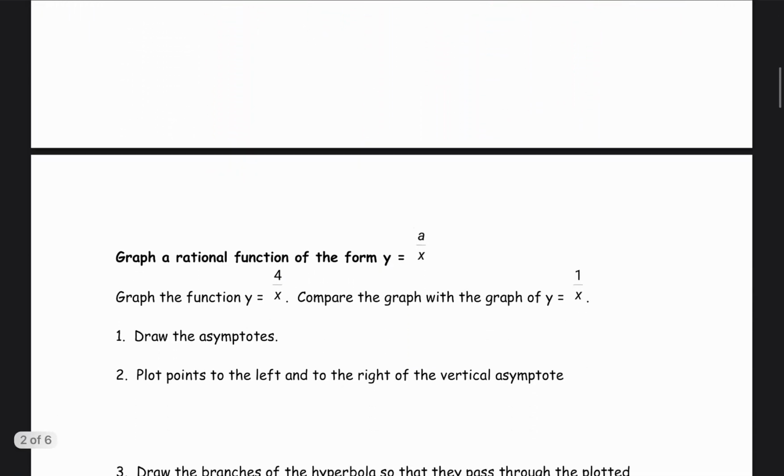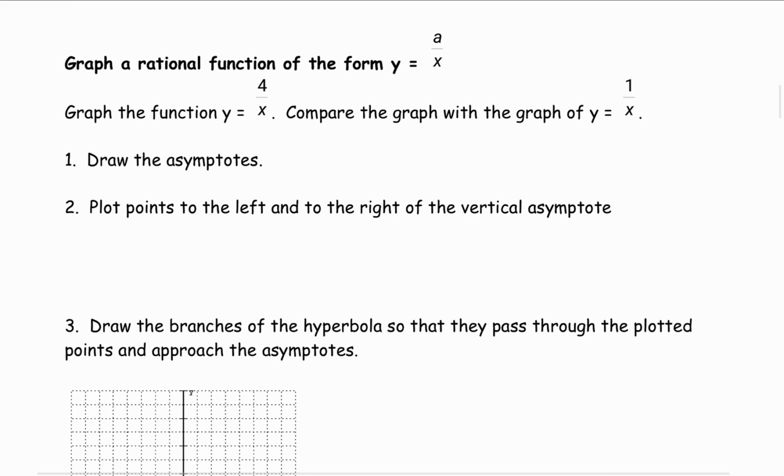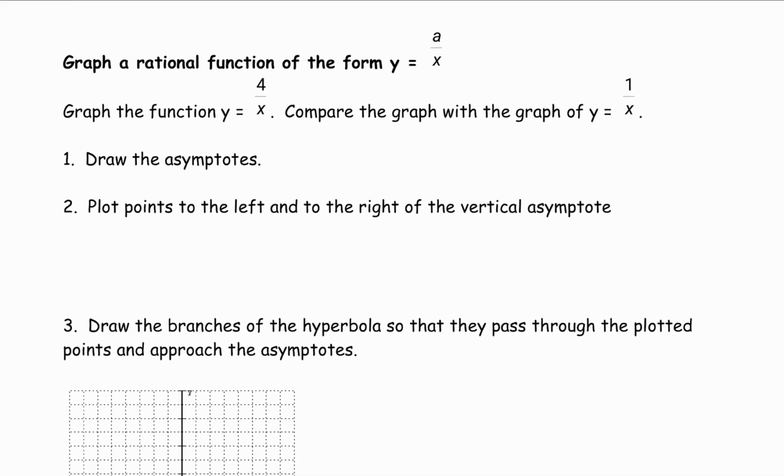Let's take this a little bit further, because obviously there's more things than just the parent function. So when we look at the rational function in the form a over x, that a is going to change what that graph is going to look like. So in this case, our asymptotes are still going to be the same. Our asymptotes are still going to be y equals 0 and x equals 0. And then we can plot points using a table. So we could use a table on our graphing calculator or on Desmos or something like that.